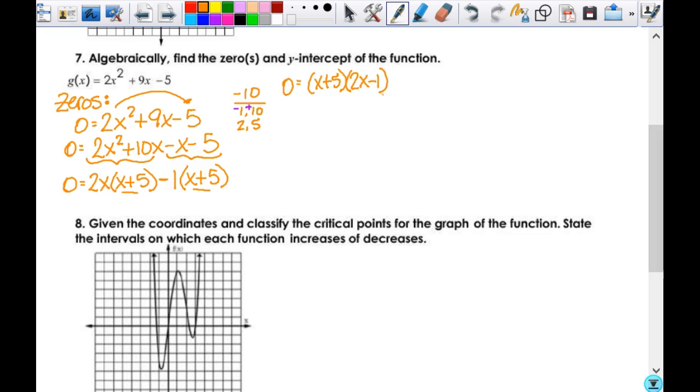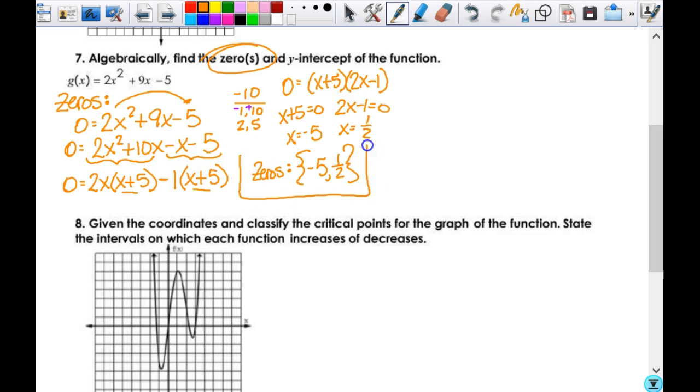So now that I have those two, I set my two little pieces equal to 0. So that means x plus 5 equals 0, and 2x minus 1 equals 0. So x equals negative 5, and x equals 1/2. So it says the zeros. It does not say intercepts. So my zeros are -5 and 1/2. There are my zeros.